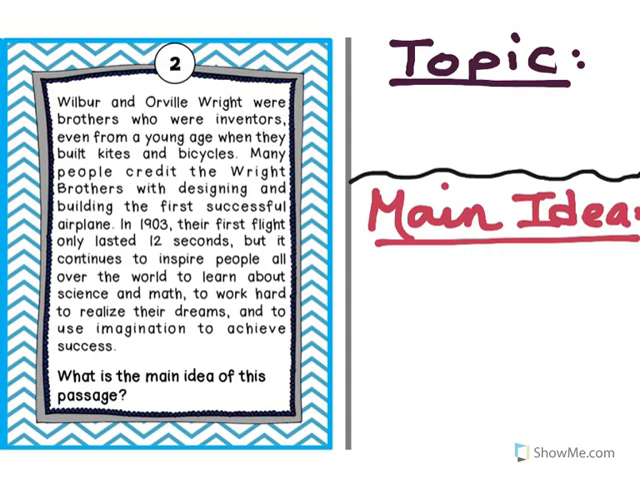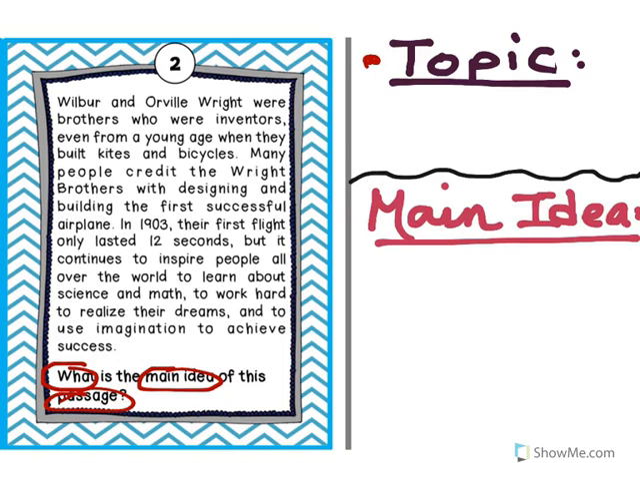So here's the question. I'm using the CUPS strategy. What is the main idea of this passage? Before we figure out the main idea, we need to find the topic. So remember, that's a word or phrase that's repeated over and over and over. And it might be repeated in different ways. So I'm going to scan through the text and see if I can find a word that's repeated over and over.